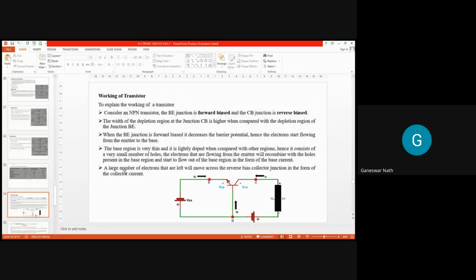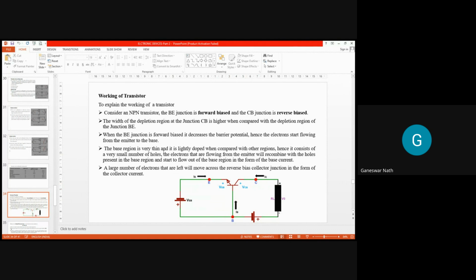Now, coming to the working of a transistor. To explain the working of a transistor, you can consider only the NPN transistor. In a transistor, the base emitter junction is forward biased and the collector base junction is reverse biased. The width of the depletion region at the junction CB, meaning collector and base, is higher compared to the width of the depletion region at BE. You can see this is BE and this is CB.